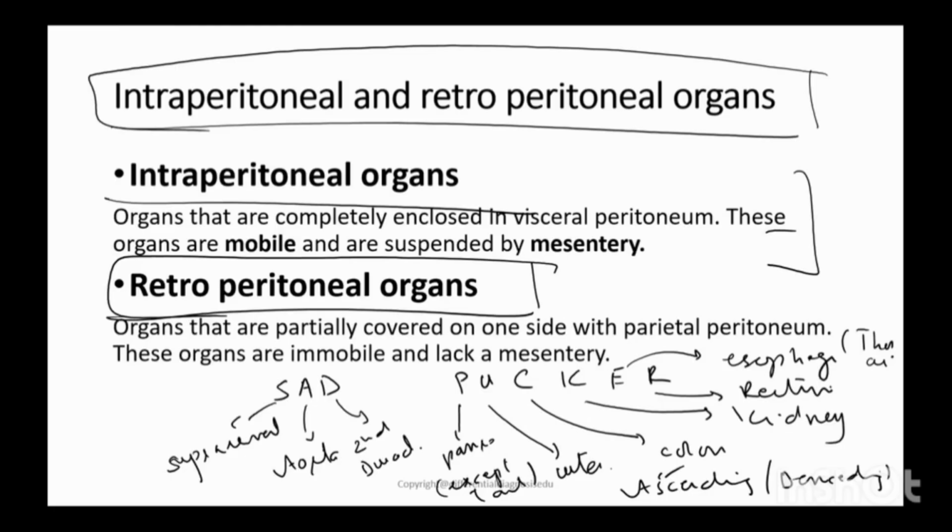So you need to know all the retroperitoneal organs, because according to the site of surgery, if you know this organ is retroperitoneal, then you can suspect the complication. So from a clinical standpoint, they are very important.